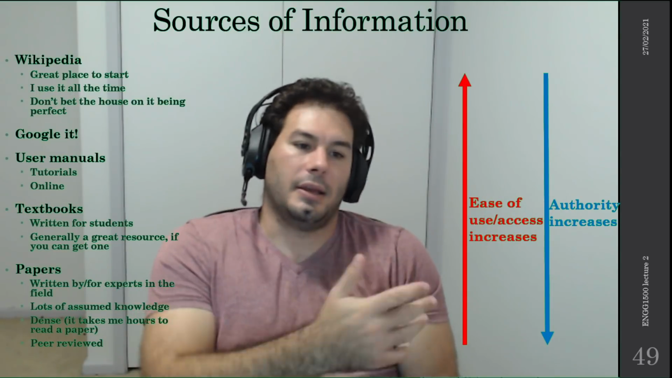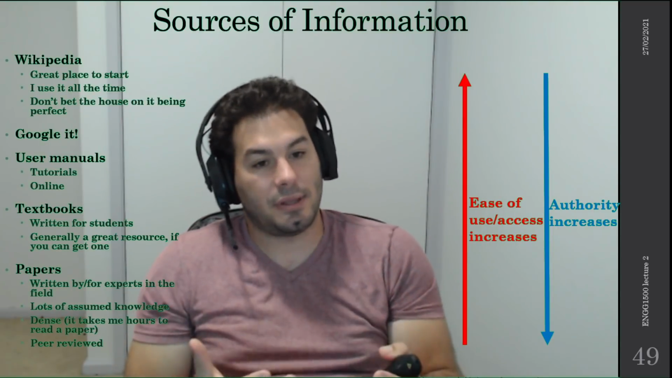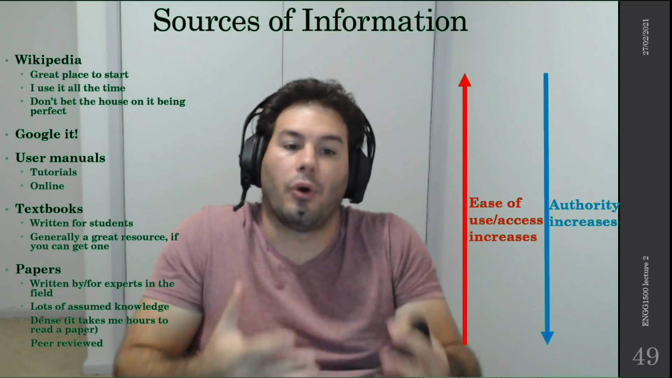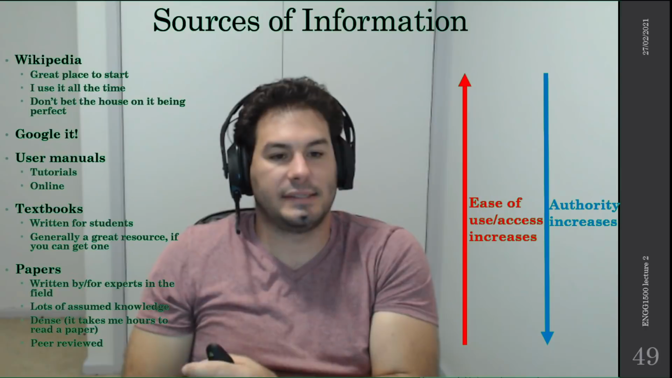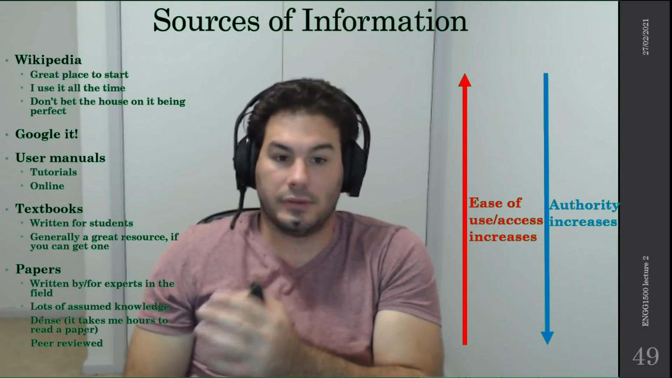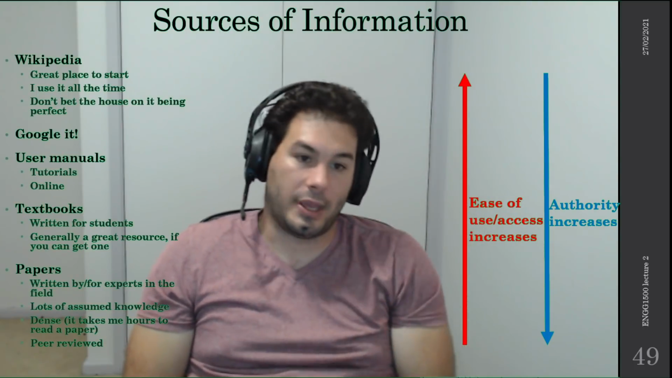The duality here is that the things up the top of this list are generally very easy to engage with, and the things down the bottom generally have very high authority. They've been peer reviewed, they've been assessed, but they're harder to engage with. If you just walk into a new field and start reading papers, you're going to have a bad time. Okay, so generally we start up the top and we work our way down.